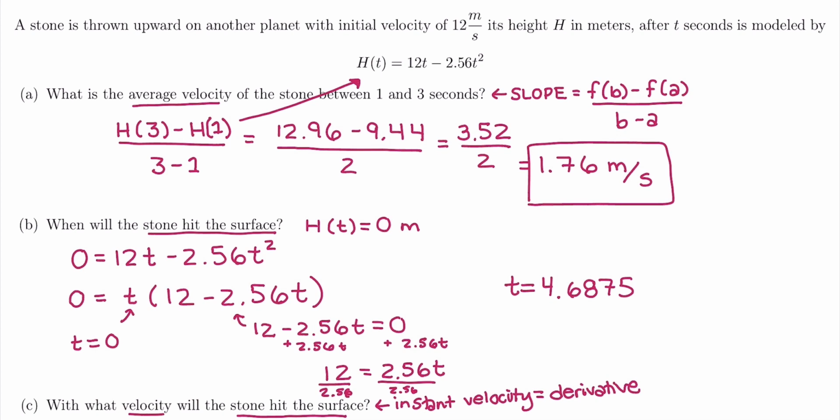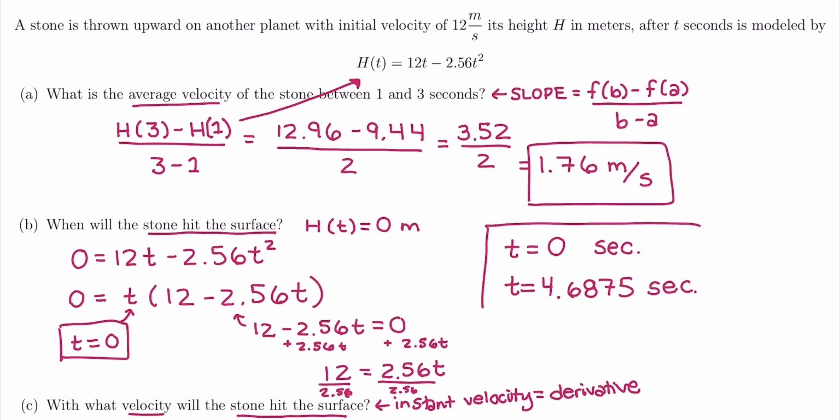4.6875. Now I just need my units on this, my two solutions where t equals 0, which I might copy over here. At 0 seconds, the stone is on the surface, and also almost 5 seconds later, 4.6875 seconds, we are back to the surface. Which makes my first answer make sense, because between 1 and 3 seconds, it looked like the stone was still going up at a rate of 1.76 meters per second. So it was going up between 1 and 3 seconds, but then at 4.6875 seconds, it has returned back down to the surface.